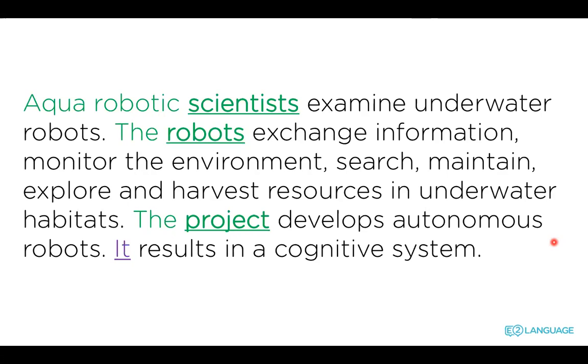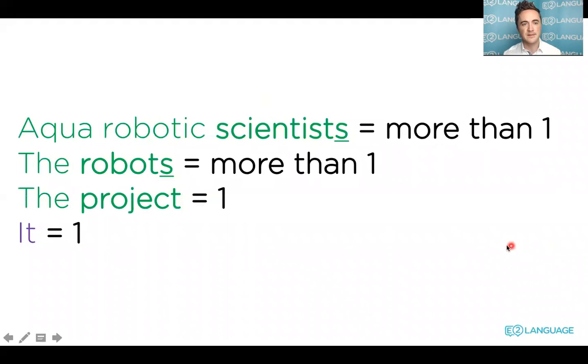So when you're studying English, they refer to one as singular. One thing is singular or single or one. And if it's more than one, it means plural. So one robot, singular. Robots, plural, more than one. Okay? It's a funny word, but that's how we refer to it. Cool. So let's have a look. Well, Aqua robotic scientists, more than one. The robots, more than one. The project, one. It, one.